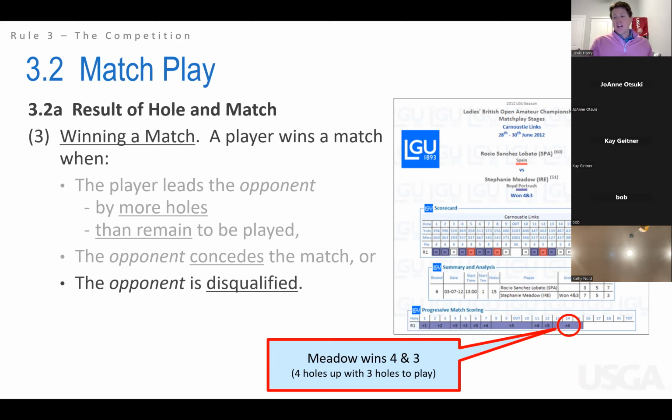Or, kind of like when we're determining the winner of a hole and a general penalty comes up, when a player or an opponent gets disqualified, that's when the match ends right then and there. When a disqualification penalty comes up, the match is over. We've determined a winner because someone has been disqualified from the match.